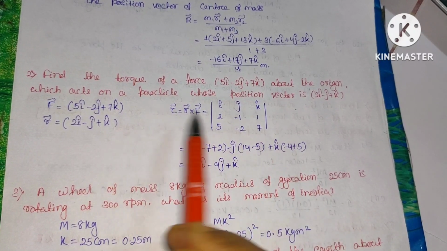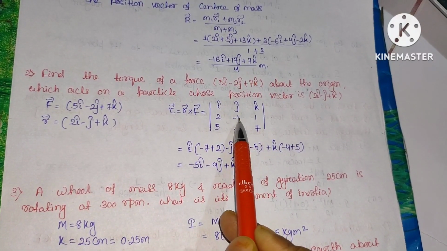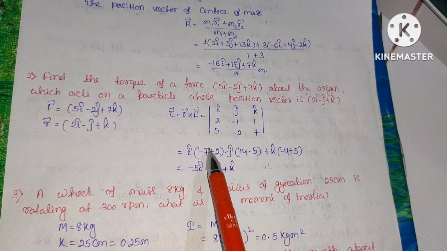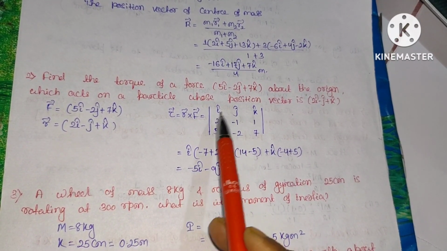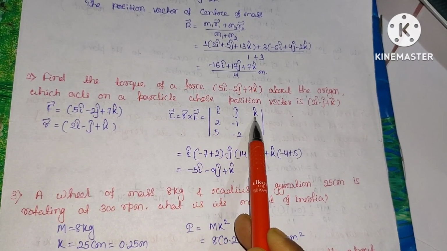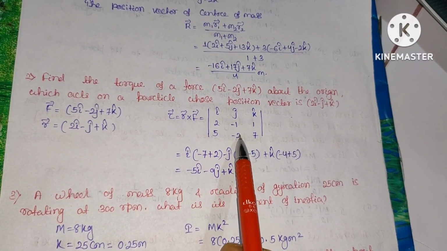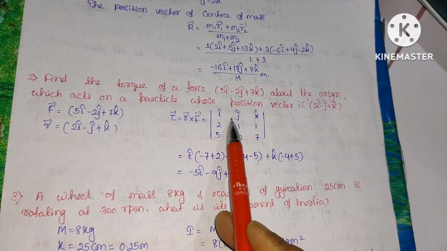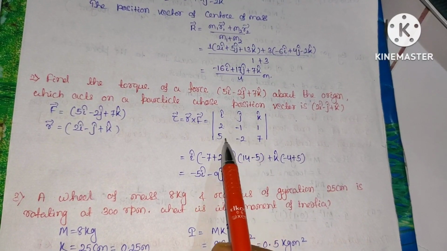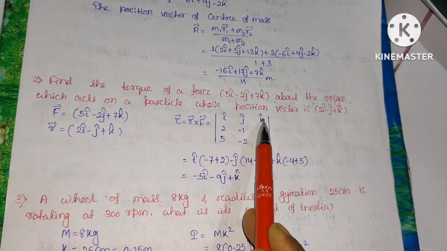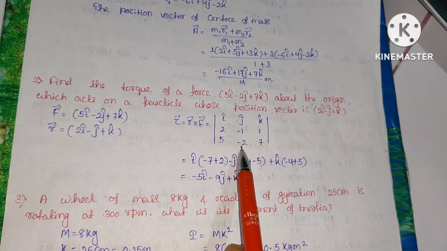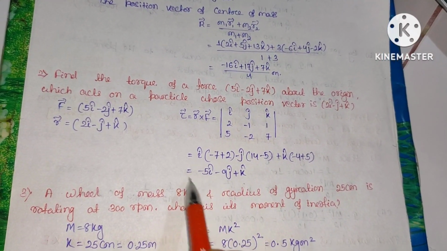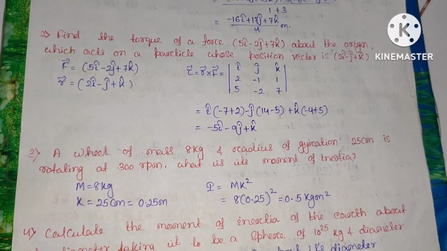By taking the determinant, that is i cap into minus 1 into 7, that is minus 7, minus 2 into 1, minus 2, so minus minus becomes plus. So i cap into (minus 1 into 7 minus 2 into 1). Similarly, this will be minus j cap (2 into 7 minus 5 into 1) plus k cap (2 into minus 2 minus 5 into minus 1). By solving all this, we will get minus 5i cap minus 9j cap plus k cap.